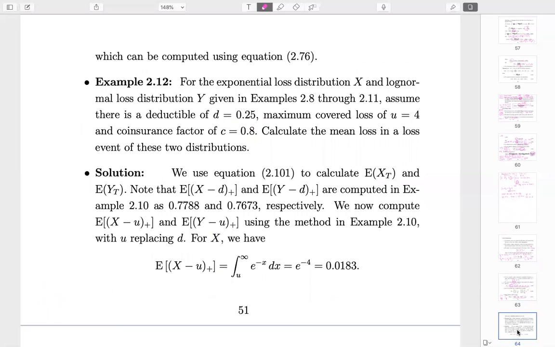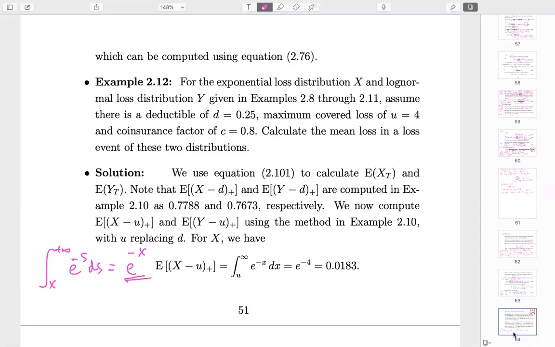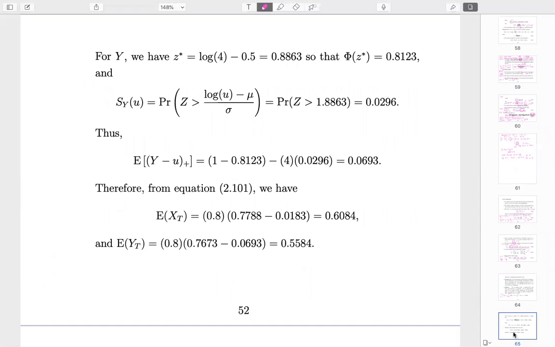Here we have an example. I think it still comes from the previous 2.10. X is exponential. Exponential is very, very easy, right? Because we know, let's put X, this is general, right? If you apply deductible, it's E of negative D. If you apply limit, it will be E of negative U. So you know it's very simple for the exponential, and you can easily get the difference.